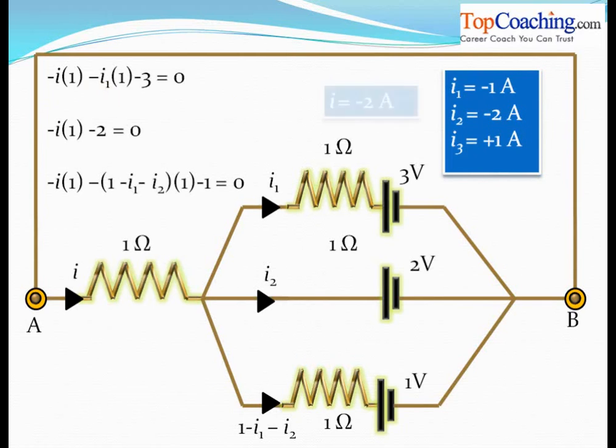I, the current coming from point A here, is minus 2 amperes. So these are the values of the currents when point A and point B are connected together and when the resistor in the middle branch here is removed. And this is our final answer. So what this problem involved was the concept of Kirchhoff's voltage law and Kirchhoff's junction law. That's it.